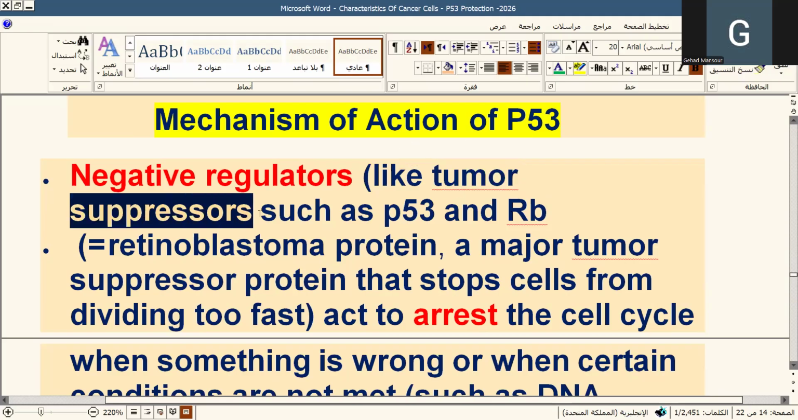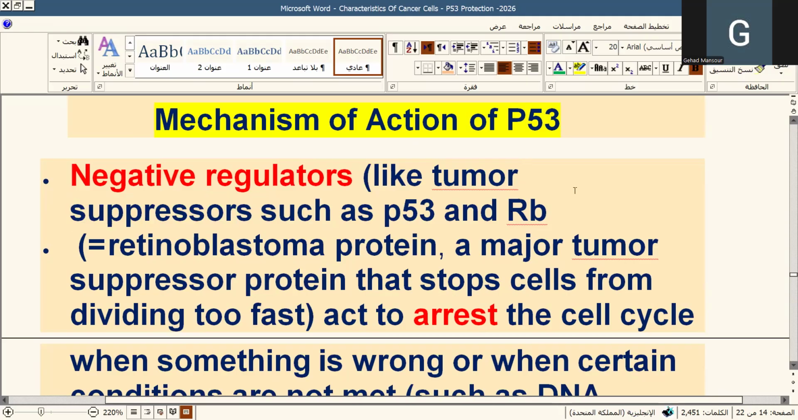Why is it called a tumor suppressor? Because it inhibits the cell cycle when the cells are mutated. It inhibits the cell cycle when there is a DNA abnormality that is detected in the cell.